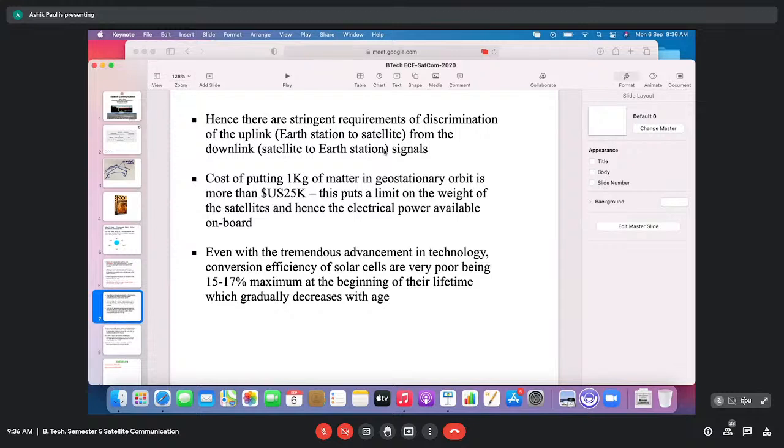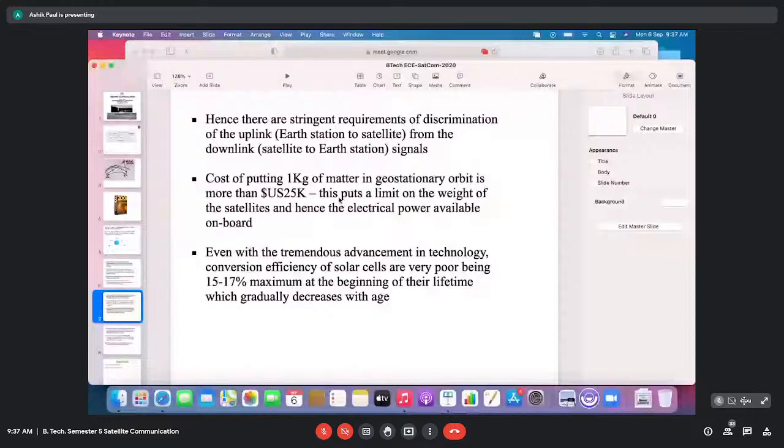But we have to be careful that the hardware we put on board the satellites should also be of major consideration. That is because the cost of designing, launching, and finally placing a geostationary satellite in orbit is extremely high. If you want to put 1 kg of any object in geostationary orbit, that will cost more than 25,000 US dollars, just 1 kg. So you can understand that this has put a limitation on the weight of the satellites. That means we cannot go on making satellites bigger and bigger and putting more and more hardware into them.